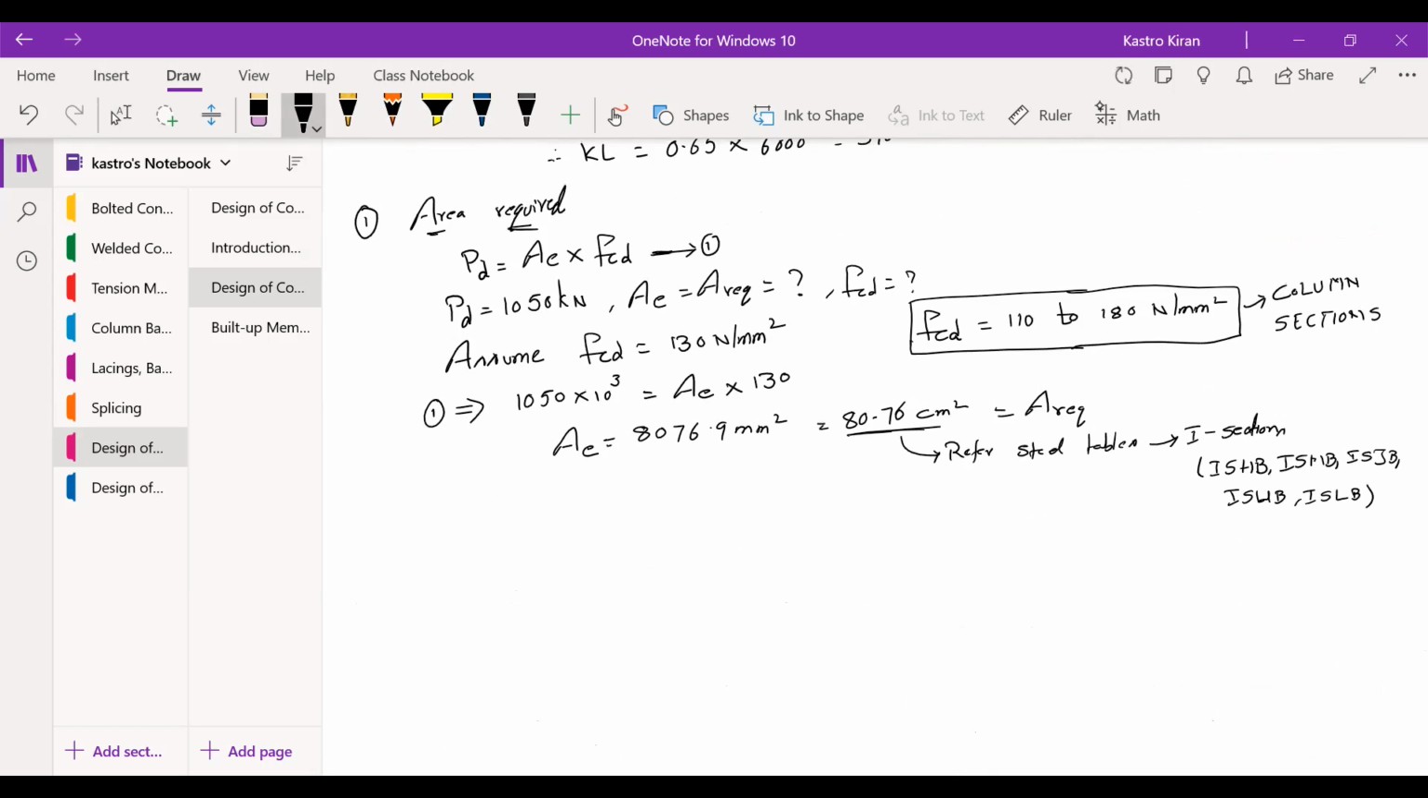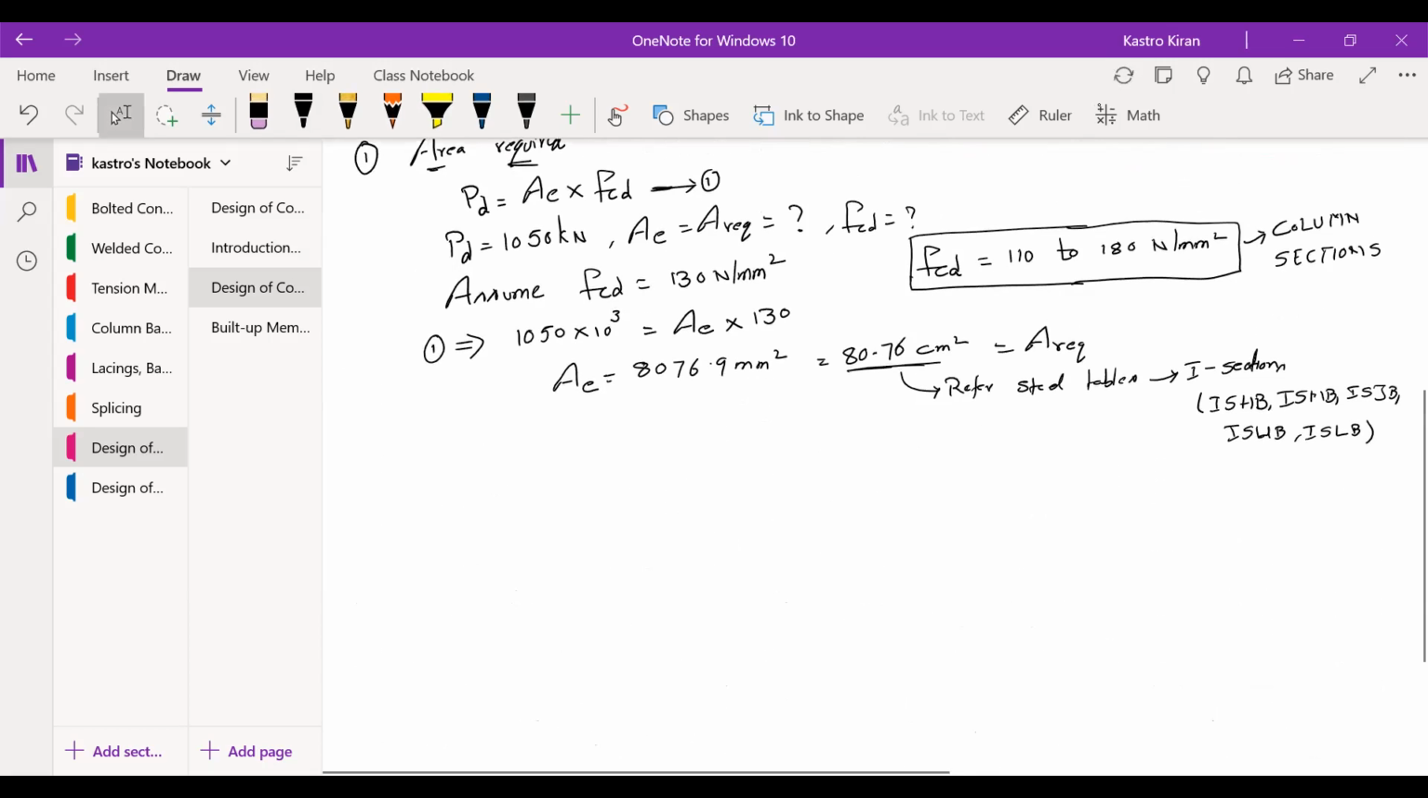Now, which one has to be selected and on what basis are you going to select? It is always preferred that, I'm just writing the next point here, the first preference has to be given for ISHB. When you are selecting a section, the first preference has always to be given for ISHB, which stands for Indian Standard Heavyweight Beam. And the second preference has to be given for ISMB.